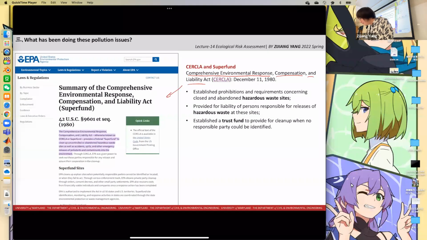This program established prohibitions and requirements concerning closed and abandoned hazardous waste sites. It provides for liability of persons responsible for release of hazardous waste at these sites. It also established a trust fund to provide for cleanup when no responsible parties could be identified. So basically it has a fund, and this is also called Superfund.